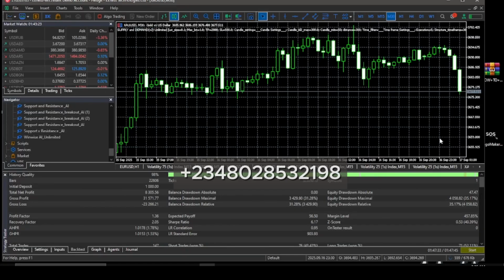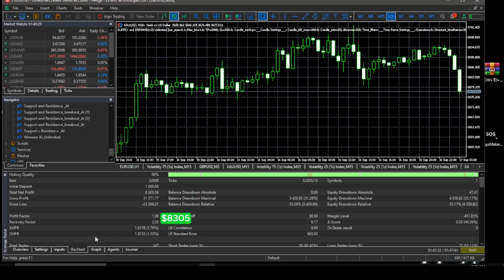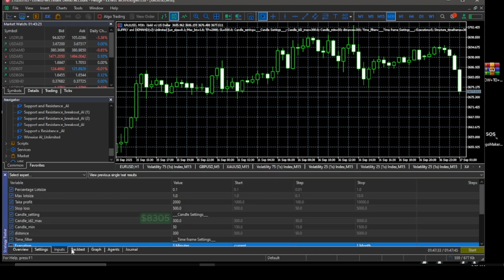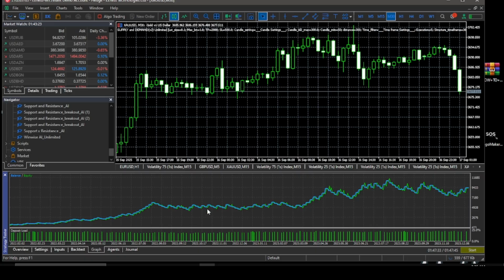All right, guys. So the testing is done. All right, the testing is done, and yeah, this is it. You can see the total deposit was $1,000 and net profit was $8,305, which means we made $8,000 with a deposit of $1,000. You can see that for yourself. So this shows that it's a profitable robot, and this is the equity curve. You can see how it continuously moves up and also recovered after a little bit of drawdown.